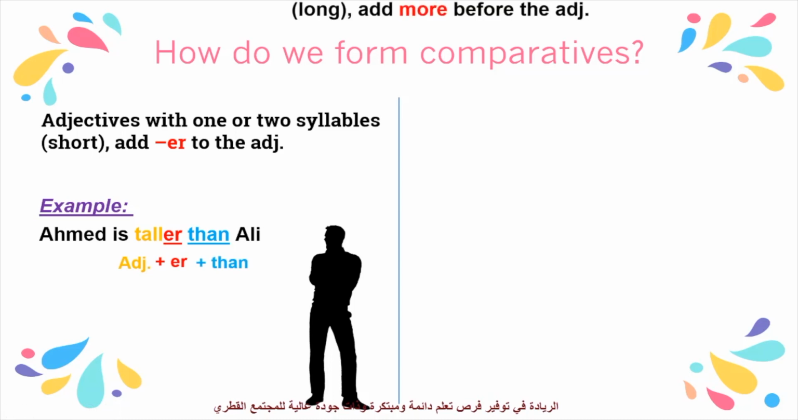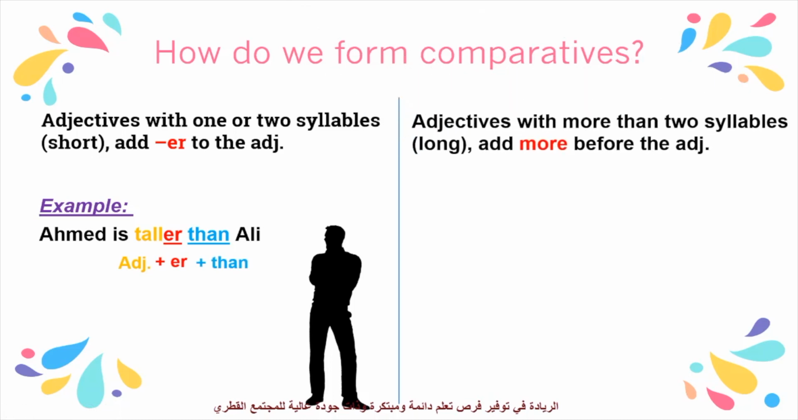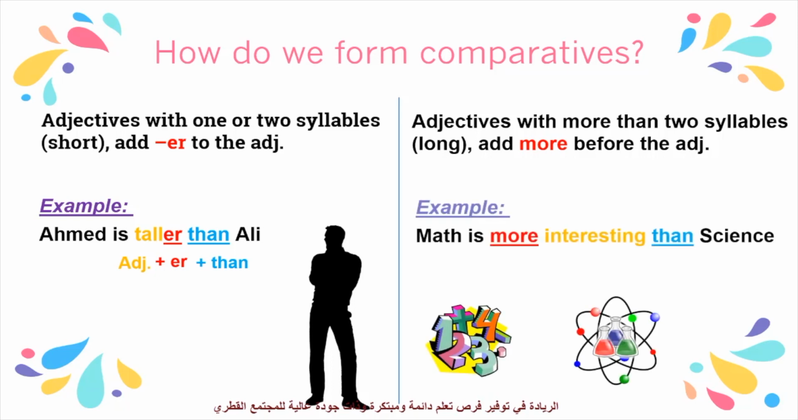For longer adjectives with more than two syllables, we add the word more before the adjective. For example, math is more interesting than science. Here we added more before the adjective, followed by the word than. With comparatives, we always use the word than after the adjective.